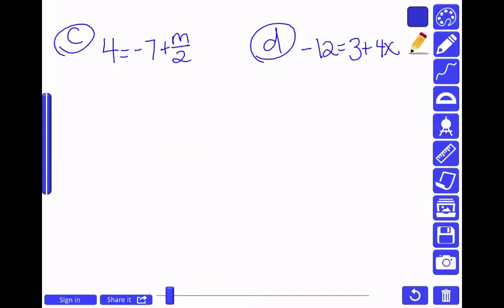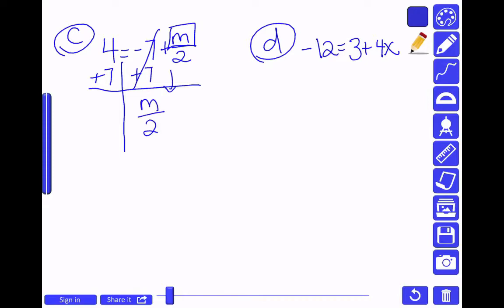Example C, 4 equals negative 7 plus m over 2. Here's my equal sign, here's my variable. I need to get rid of this constant first, which is negative 7. In order to make that 0, I need to add 7. What I do on one side, I must do on the other. Negative 7 plus 7 is 0. My m over 2 comes down, equals 4 plus 7 is 11.